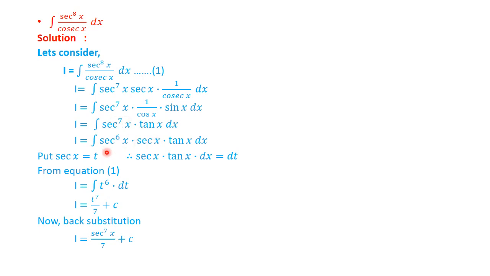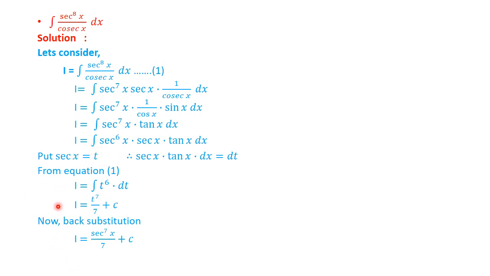Now, sec raised to 7, take 1 sec x here, then it becomes sec raised to 6x into sec x into this tan x. Now, put sec x is equal to t, because derivative of sec x is what? Sec x into tan x. And we are making this substitution for which sec x? This one, for this sec. And this term is taken as a derivative. So sec x into tan x dx is equal to dt.